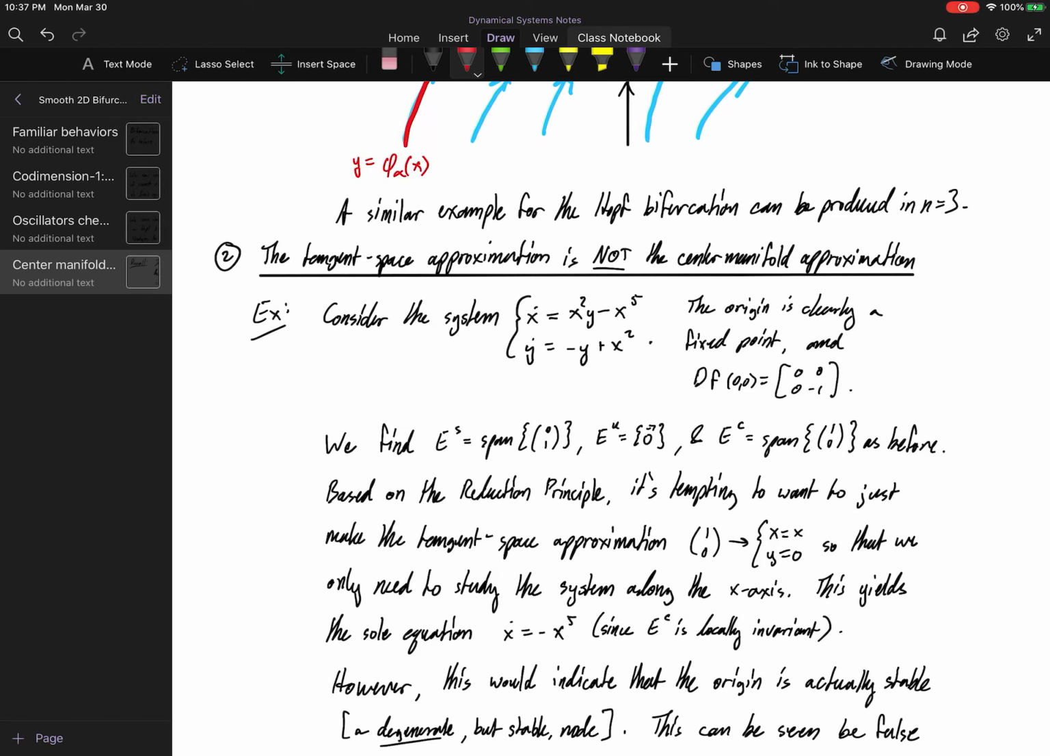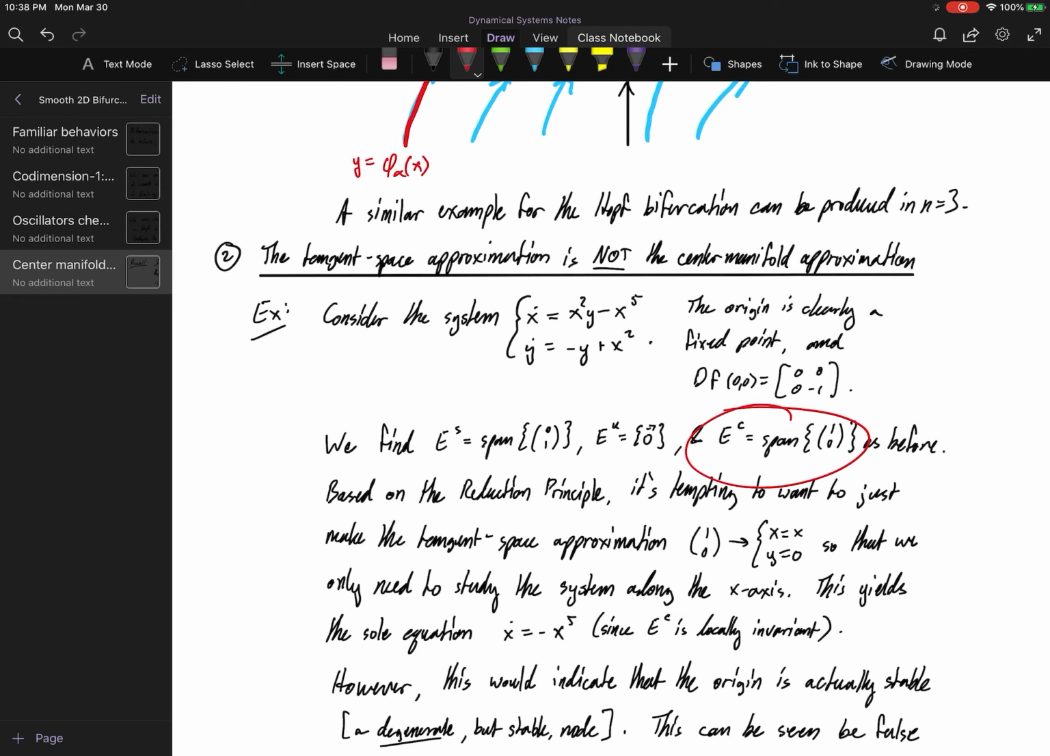Second, in our list of idle curiosities here is that the tangent space approximation for the center manifold is not the center manifold approximation. And this statement stumped me when I was first learning this. I had no idea that there was a difference between these two things. I didn't even know that one thing even existed. I thought tangent space approximation is perfectly fine. We don't have to worry about a center manifold approximation because what is that? No, in this case, I would like to make sure we distinguish between the two here.